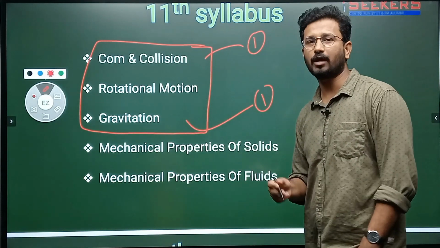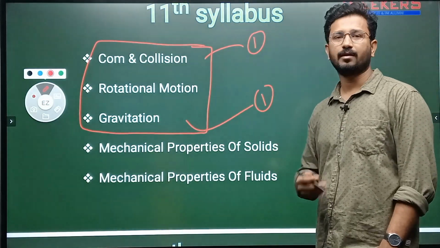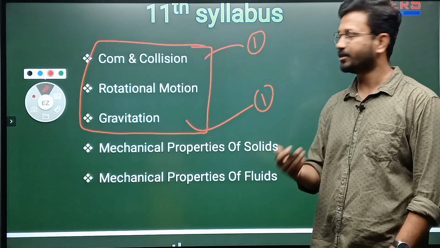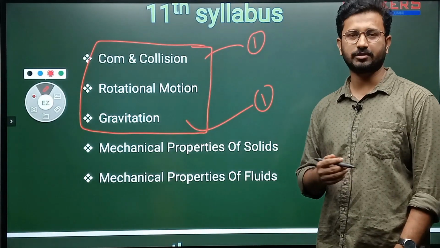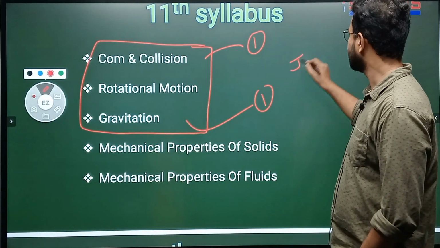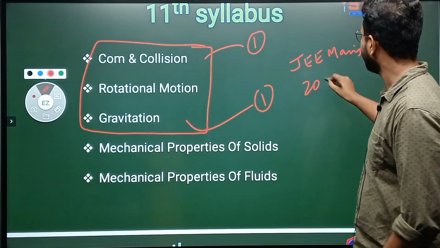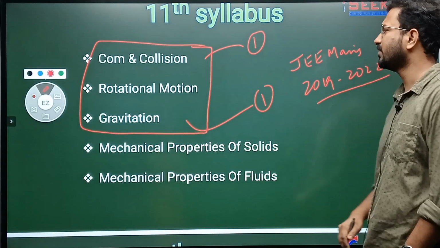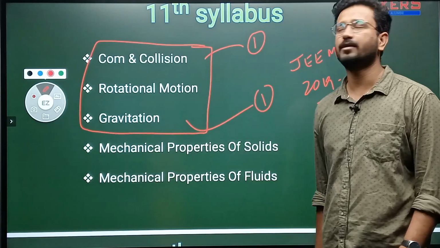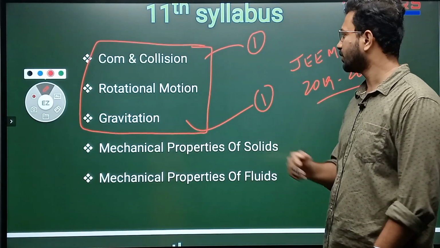In gravitation, you don't have to bother about a lot of theory. There are some important formulas like gravitational field, gravitational potential. You have to remember all those formulas because in gravitation, direct formula-based questions are coming in JEE Mains. If you see the JEE Mains papers from 2019 to 2022, at least one question will definitely be from gravitation, and one question will definitely be from center of mass and collisions. These are easy chapters. In one day, you can prepare them.